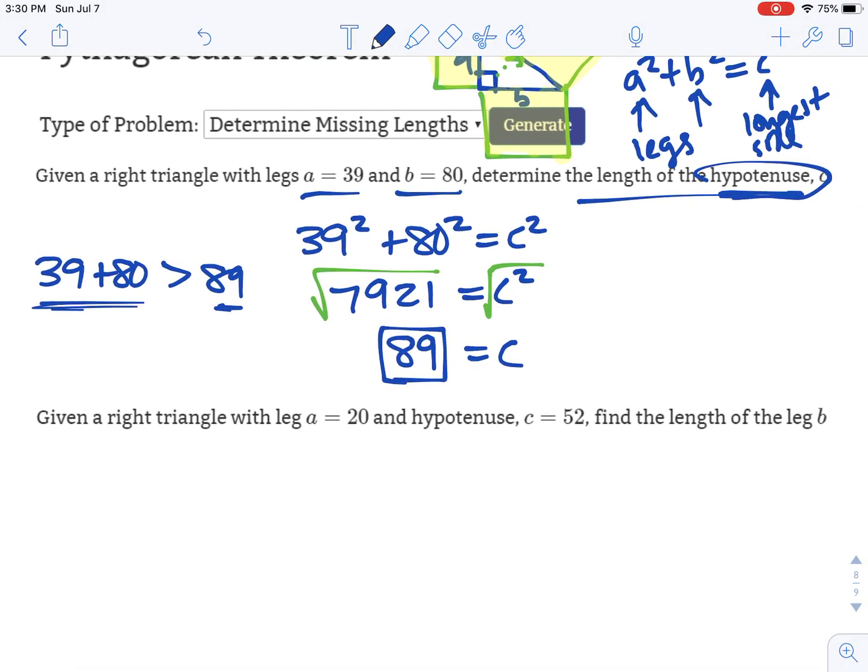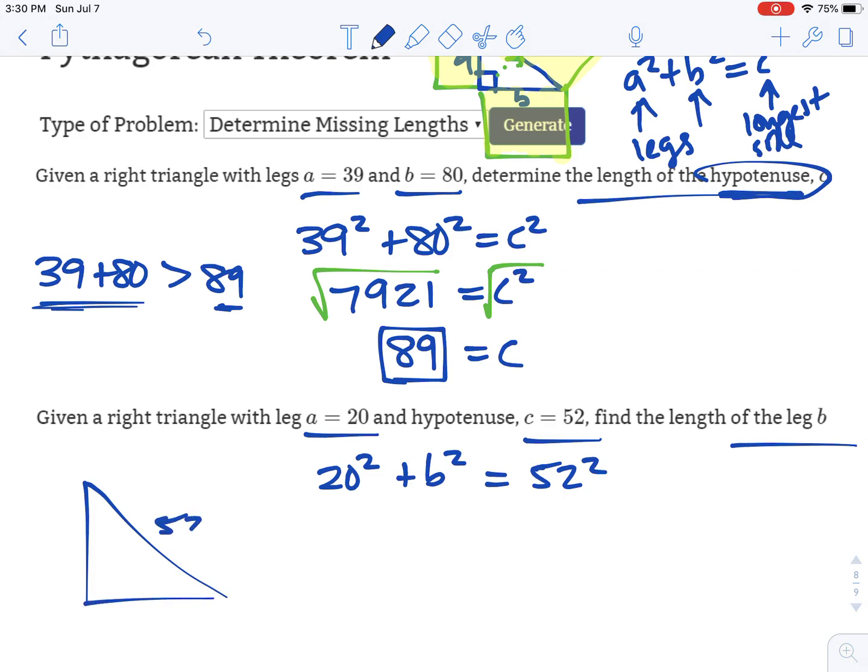Okay, for the next one here, very similar, but now we've got C and A, and we don't have B. So same idea. So 20 squared plus B squared equals 52 squared. Might be good to draw this too. So 52 is the hypotenuse, 20 could be either side length besides the hypotenuse, and then B put over there. Why not?